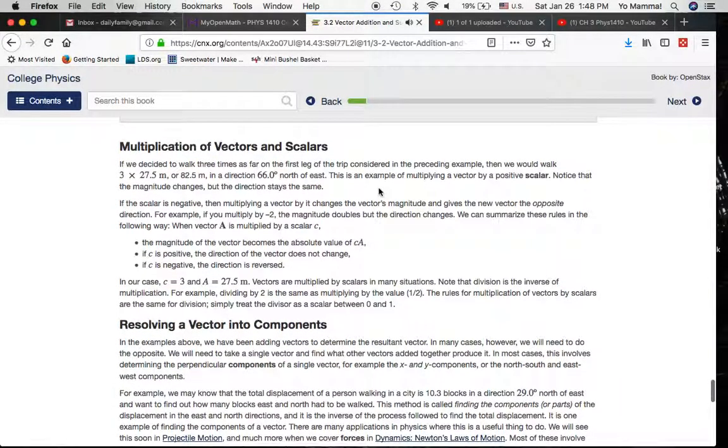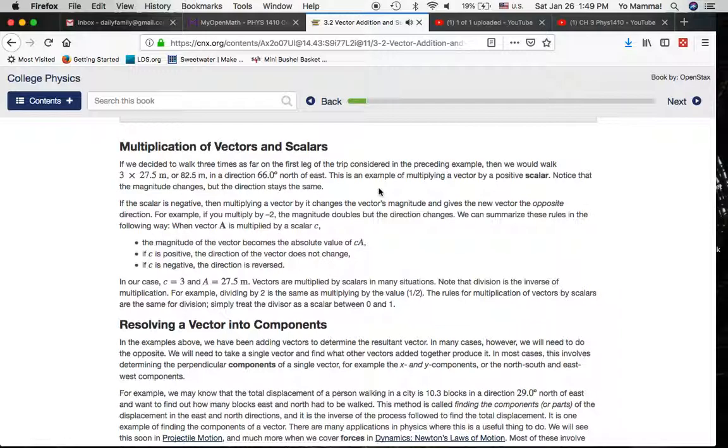Now, multiplication of vectors and scalars. Multiplication of vectors, we're not going to multiply vectors together in this class. The math is beyond the prerequisites for this class. If any of you are going to take the calculus version of this class later, or the calculus addition to this class later, then you will learn some of that. But that's beyond the scope of this class.